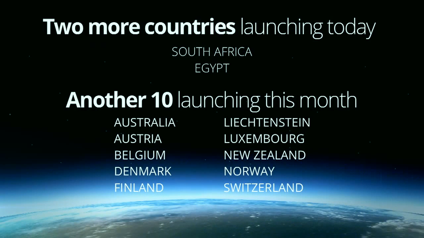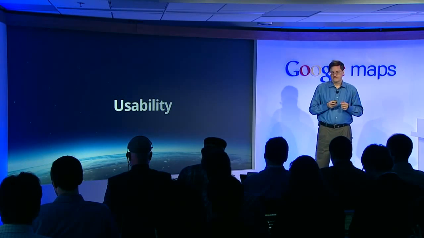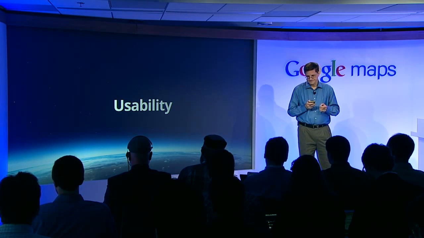Today, we've launched MapMaker in 2 new countries, South Africa and Egypt. And later this month, we're going to launch in 10 countries, about 8 in Europe and Australia and New Zealand. The third element of a Google Map is usability.